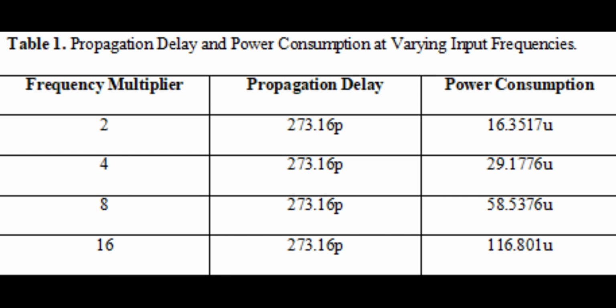The results in Table 1 showed the propagation delay remained constant at 273.16 picoseconds regardless of the frequency multiplier. This indicates that the circuit delay is independent of input signal frequency. However, power consumption increases proportionally with frequency, and the student also observed there is a huge difference between the values of each frequency.